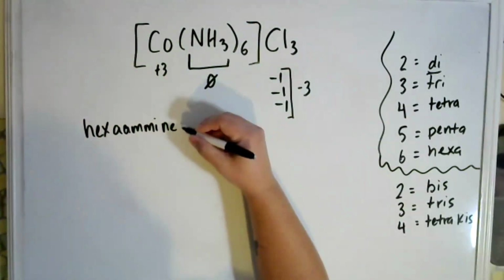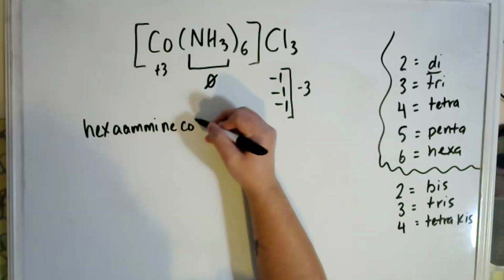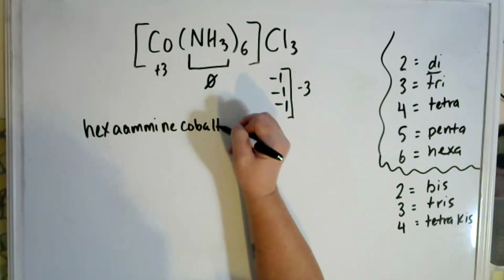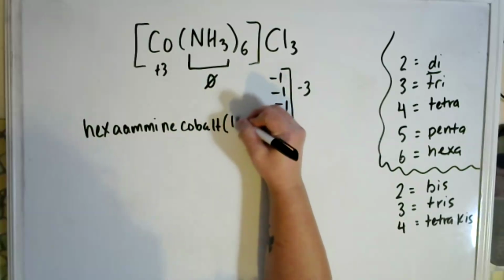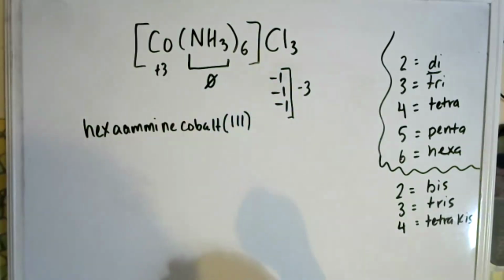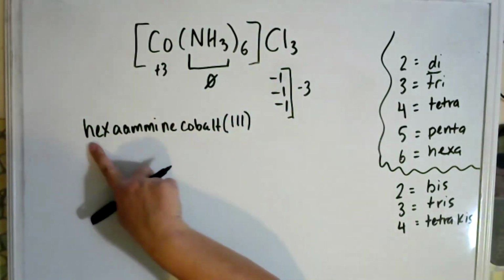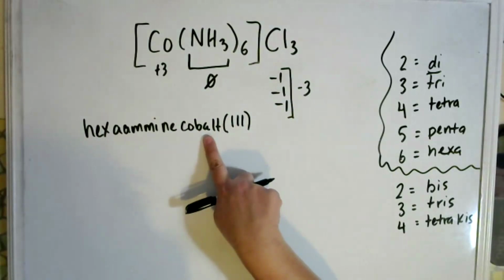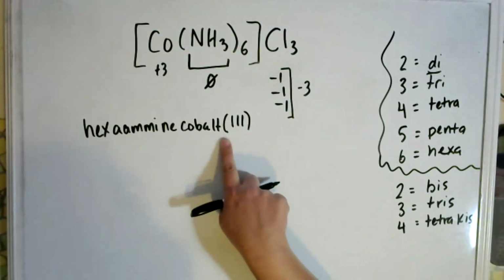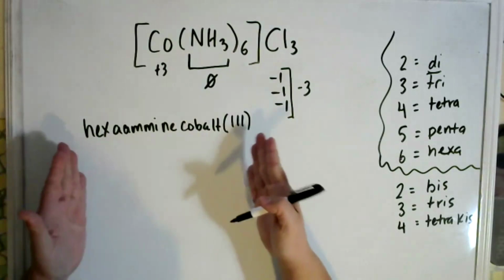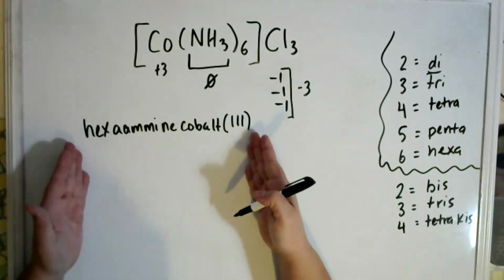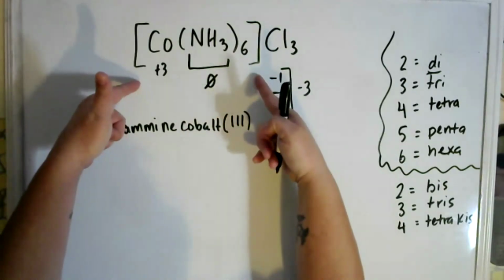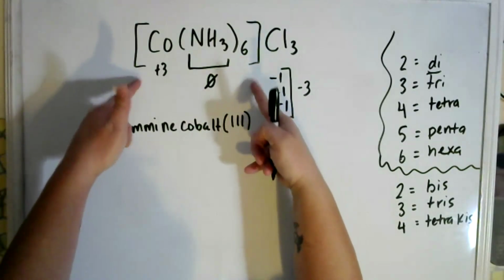So here we have our hexaammine, and now we're going to put cobalt(III). Okay. So you're all going to write this as one word, no spaces. And this represents everything that is in these parentheses or in these brackets, okay?